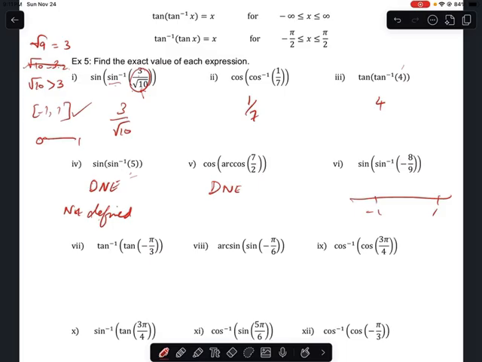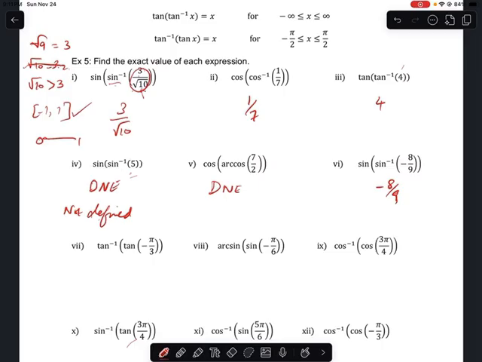Okay? Looking at the next one, it's sine of sine inverse of 5. Now 5 is a number which is bigger than 1. So this does not exist, or this is not defined. So we can say not defined, or we can say DNE, which means does not exist.